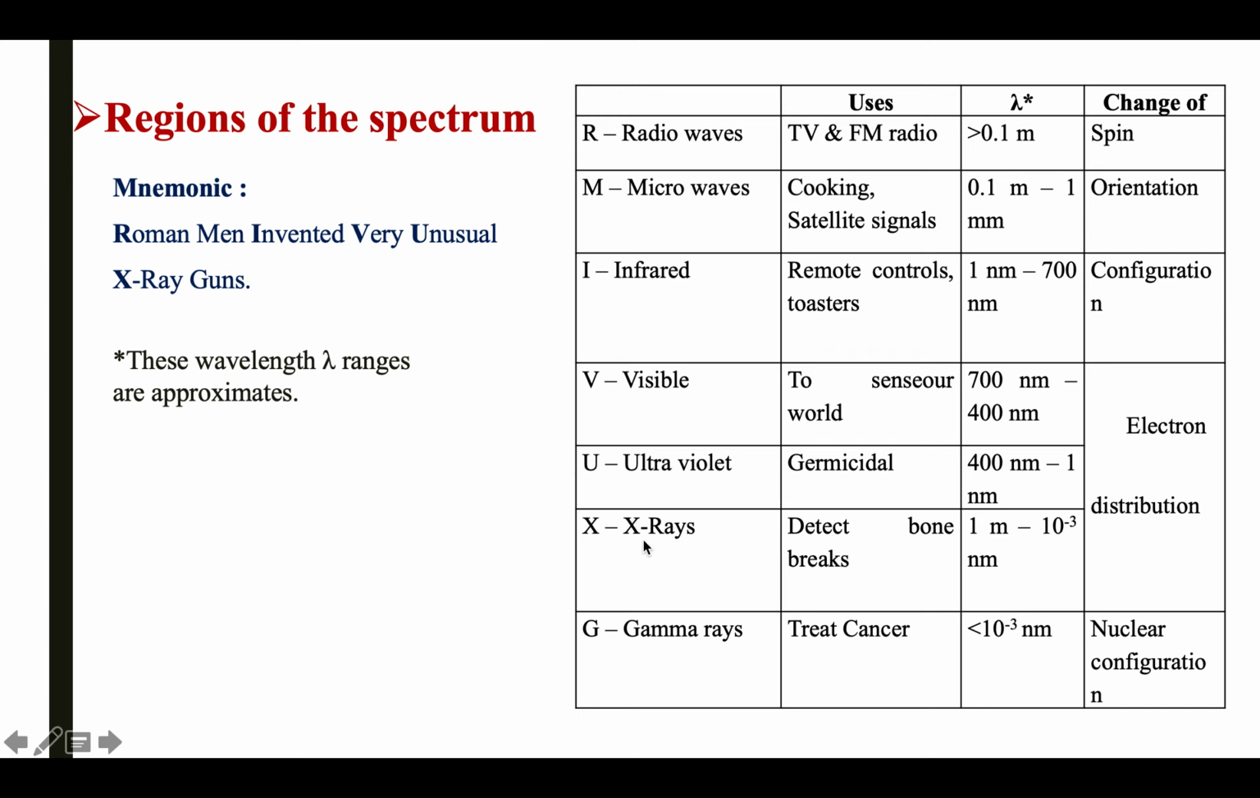The last is the gamma rays. The use of gamma rays is to treat cancer. The typical range of lambda is greater than 10 to the power minus 3 nanometer. This electromagnetic radiation is responsible for the change in nuclear configuration.